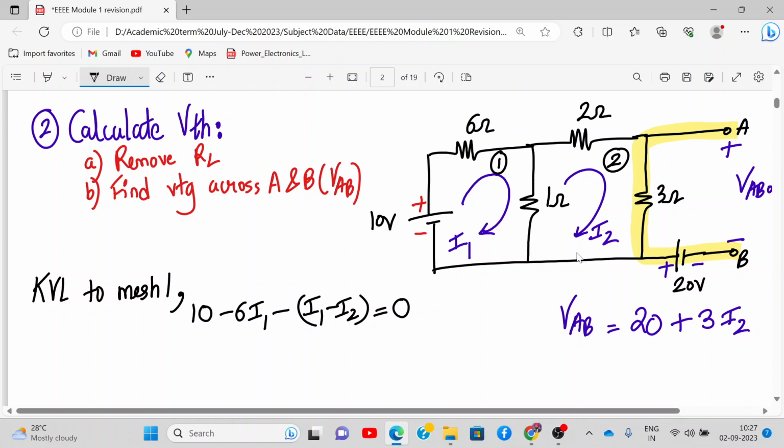So this is in the first mesh. Plus 10, minus 6 I1, minus (I1 minus I2). Now we rearrange this. So this becomes minus 7 I1 plus I2 is equal to minus 10. This is equation number 1. Any problem till here?